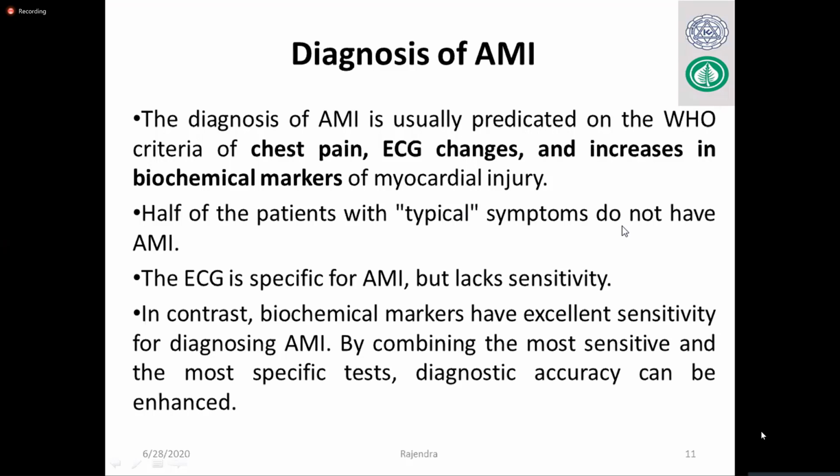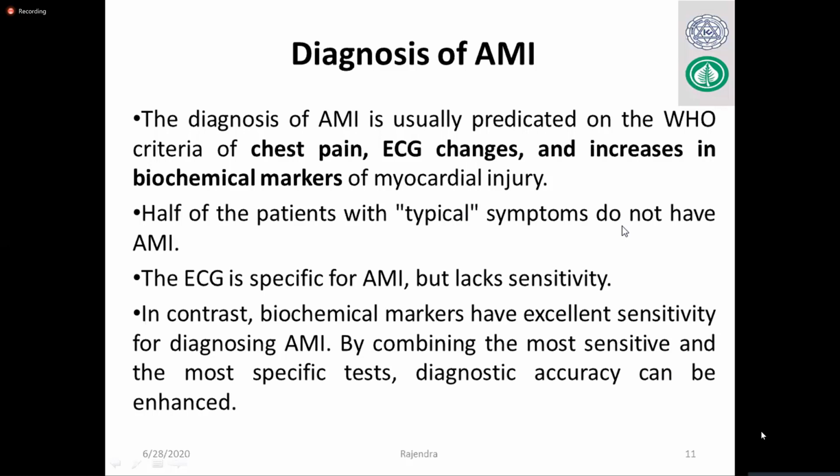In contrast, biochemical markers have excellent sensitivity for diagnosis of AMI. See, we have ECG, which is specific but not sensitive. Biochemical markers have excellent sensitivity, but they are sometimes not very specific. There are some markers that are very specific also, but many markers are not very specific. In that case we do one that is specific and another that is sensitive, and read both marker results together, and then we get the best picture of that patient.